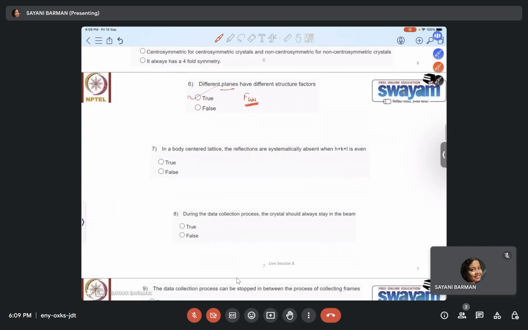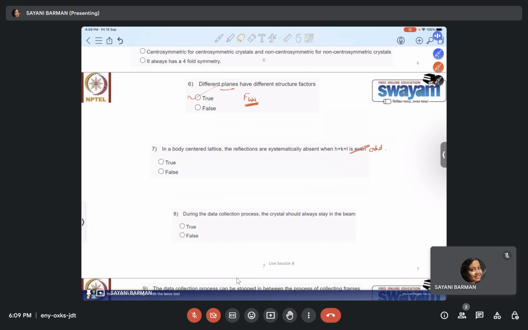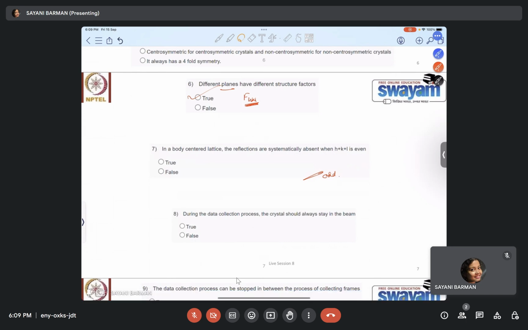Now, in a body-centered lattice, the reflections are systematically absent for H plus K plus L is odd. Should be odd, right? It should be always odd. So the answer is wrong. False.